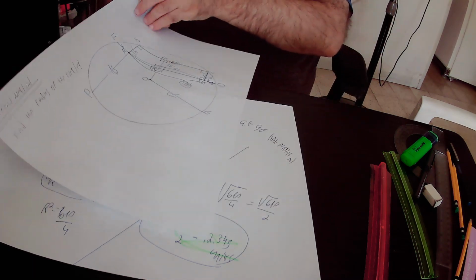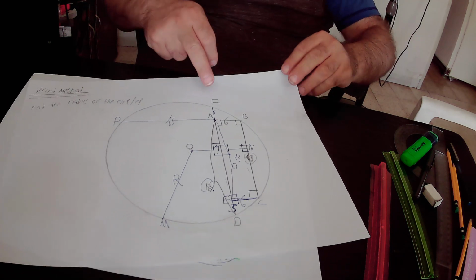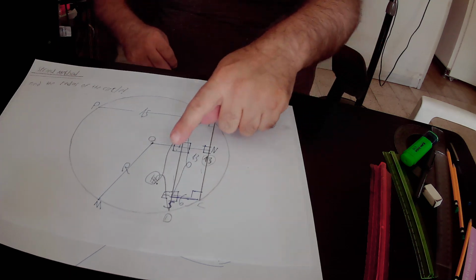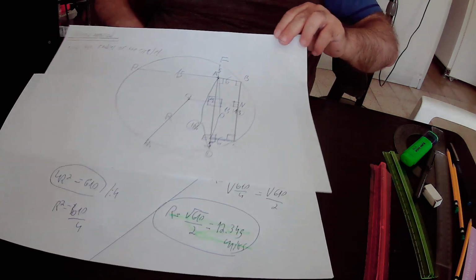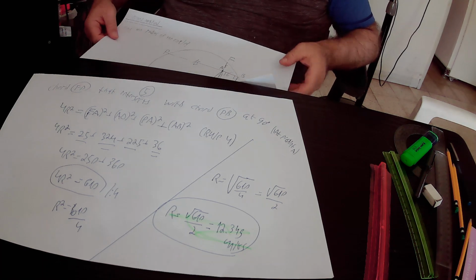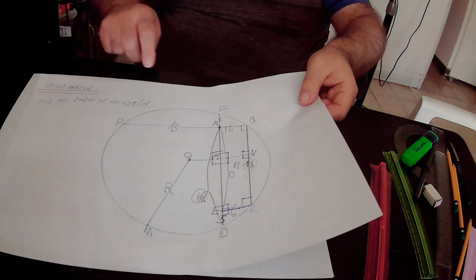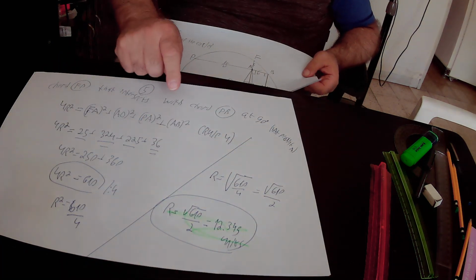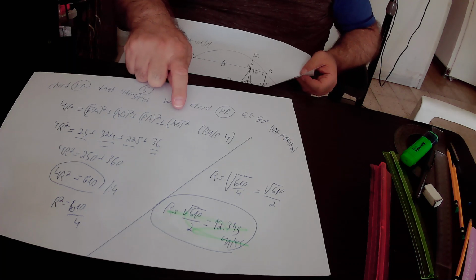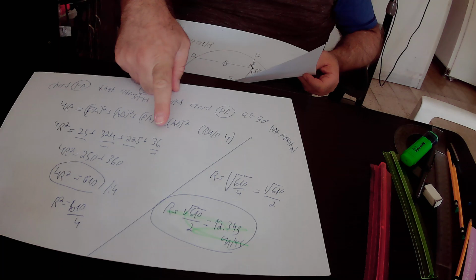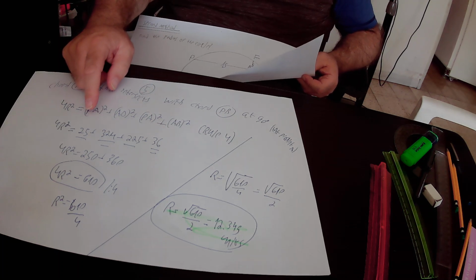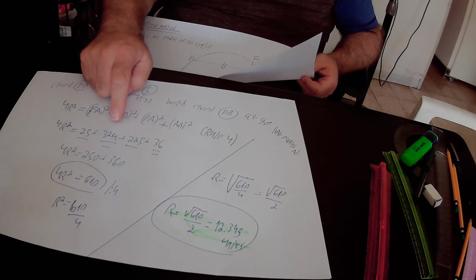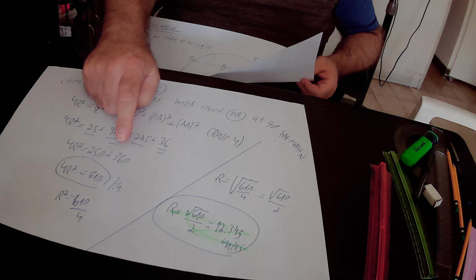Here, FA equals 5, therefore FA squared equals 5 squared, that is 25. AD equals 18 units, therefore AD squared equals 324. Plus PA squared. PA equals 15, therefore PA squared is 15 squared, that is 225. Plus AB squared. AB equals 6, therefore AB squared equals 6 squared, that is 36. So 4R squared equals 25 plus 225 is 250, and 324 plus 36 is 360.